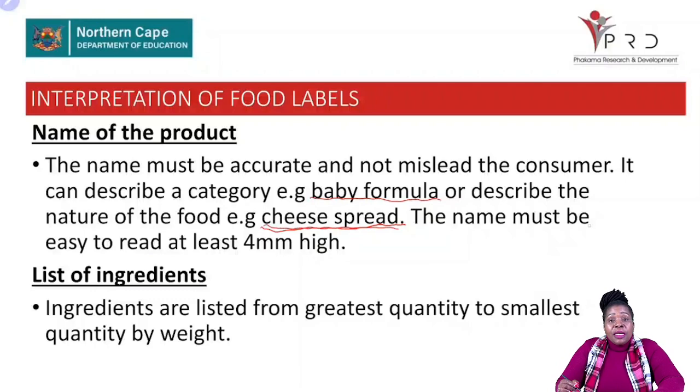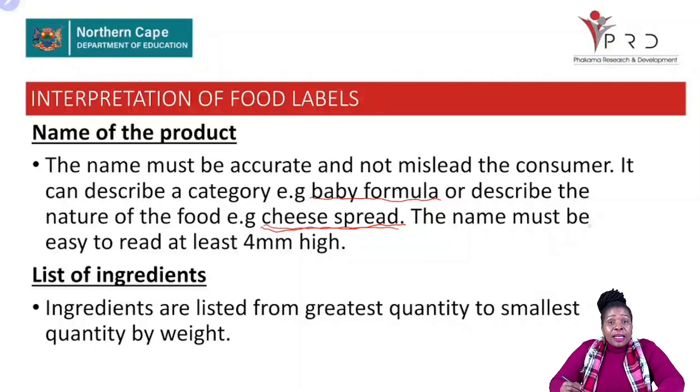So it means the name of the product should not mislead the consumer. It must be a straightforward name, right? And also 4 millimeters high so that each and everyone is able to read it, and it must be written clearly, right? And then the next one is the list of ingredients.